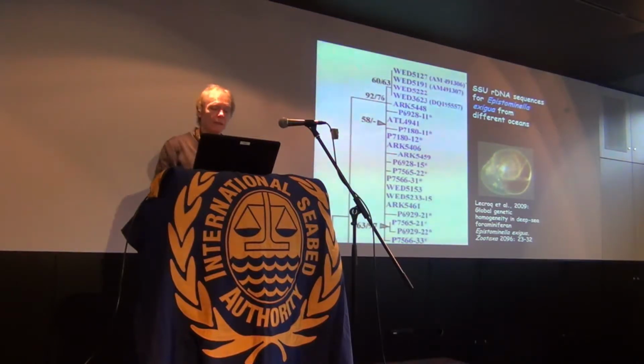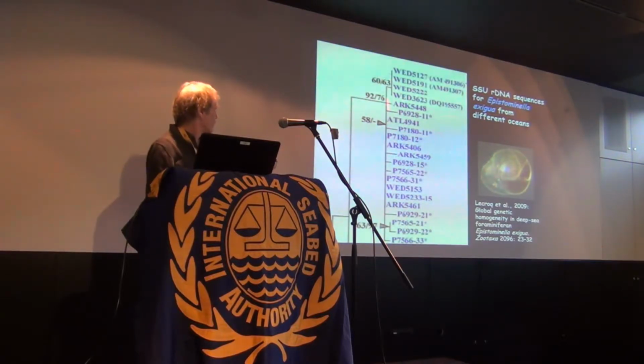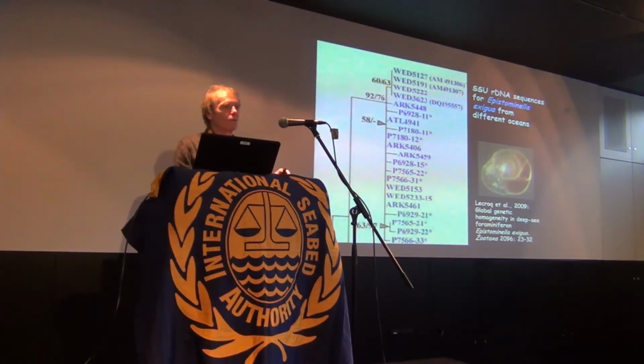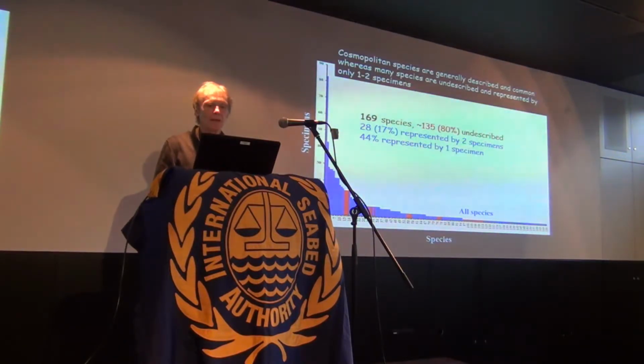which have been done in Jan's lab, and these are part of a tree from a paper by Lecroq et al., showing very little divergence between these sequences from different oceans. So WED is from the Weddell Sea, ARK is from the Arctic, ATL is from the Atlantic, and P is from the Pacific. So, genetically, this is very similar in these widely separated parts of the ocean.